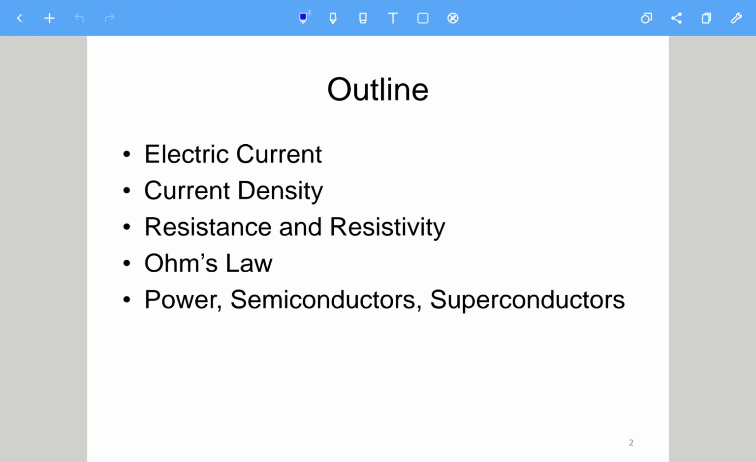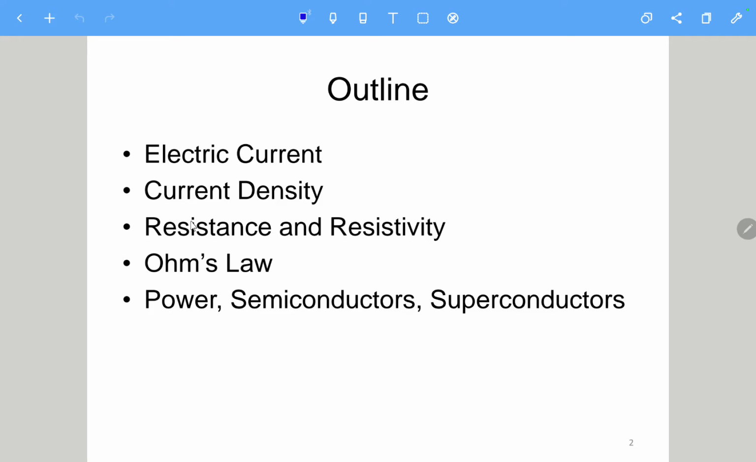Okay, so for chapter 26, this is the outline. So we will define what is current and the current density. So current is a scalar, although a current should have a direction, but current is not a vector, it's a scalar. And current density is a vector field. And then we'll also introduce what is a resistance, like how we define the capacitor.